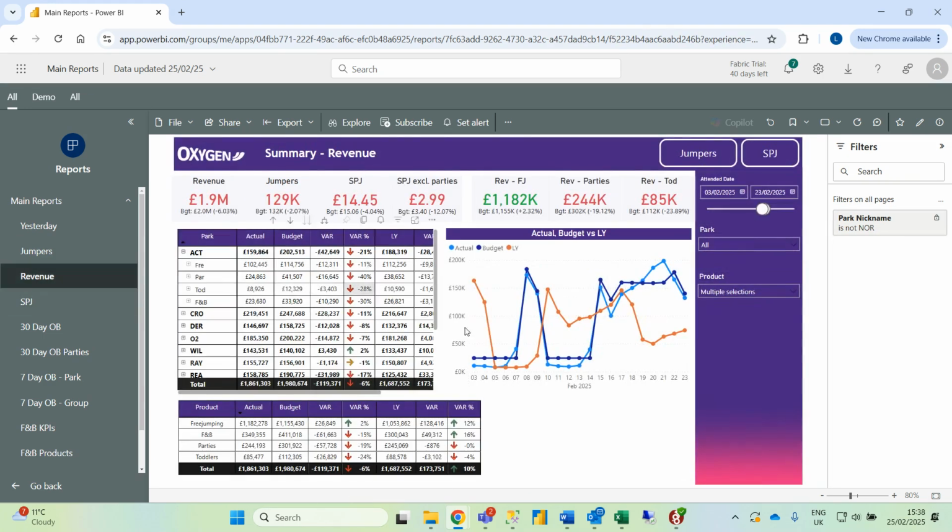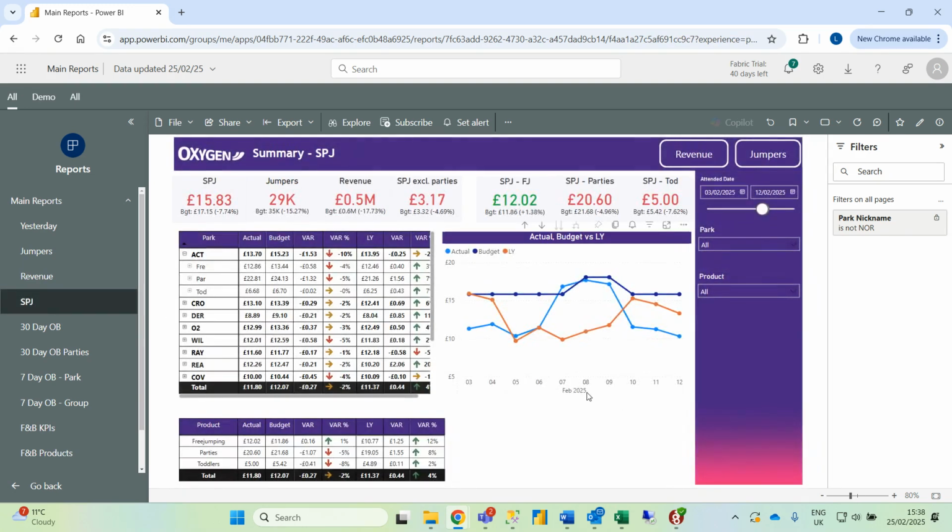Revenue follows the exact same pattern. So your tiles with your actual being revenue this time, with your graph and your group table at the bottom. And it also follows the same for spend per jumper. So again, actual now being spend per jumper against last year, with your graph and then your group table at the bottom.